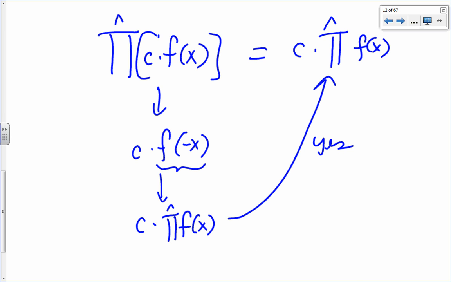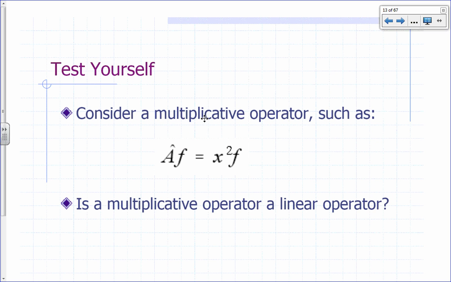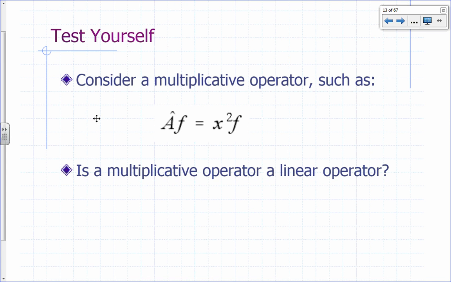Okay. So on to the next example. A multiplicative operator is just an operator that multiplies the function by something. Okay? All it does to the function is multiply it by something. It could be a function of the variable that the operator depends on. It can be a number.